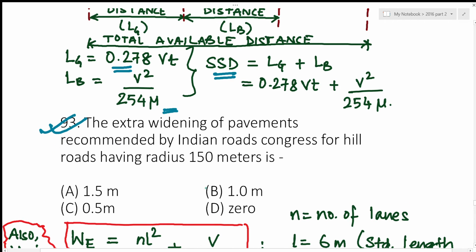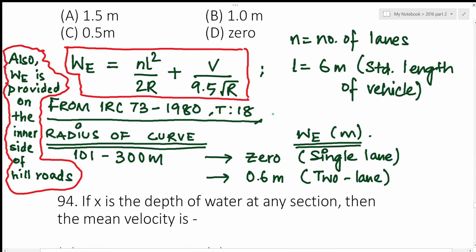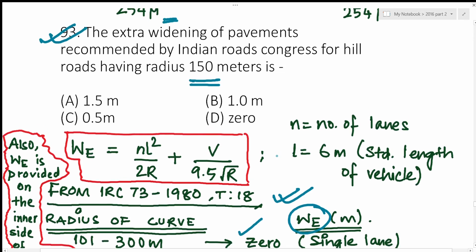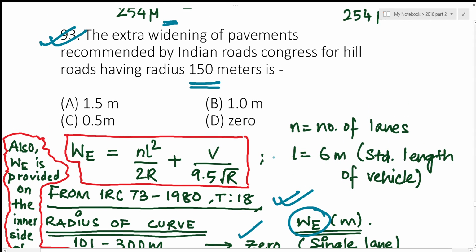Now the next question: the extra widening of pavements recommended by the Indian Roads Congress for hill roads having 150 meters radius is. Now from IRC 73-1980 table 18, when the radius of curve is from 101 to 300 meters, for single lane roads the extra widening provided is 0, and for two lane roads it is 0.6. So I would assume, and you should also assume, that the question is asked for single lane, so the answer should be 0 here.